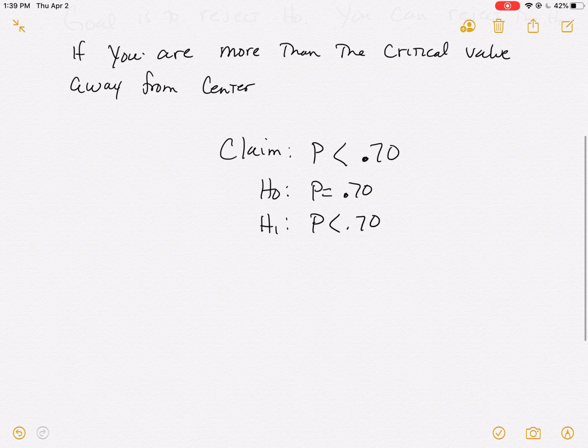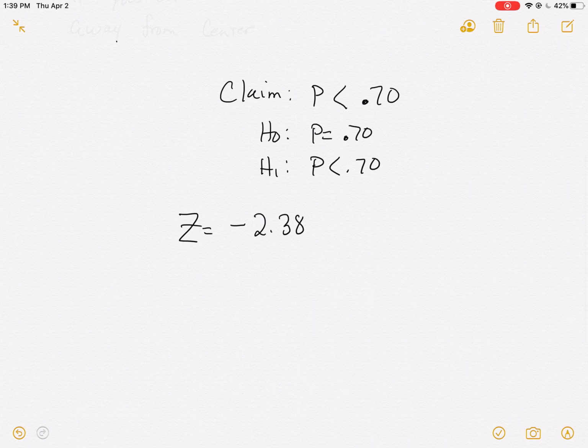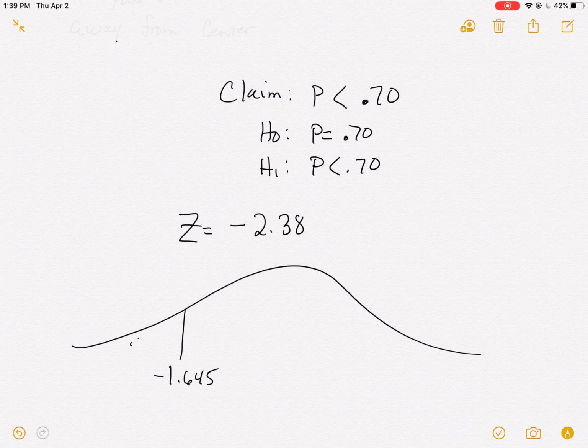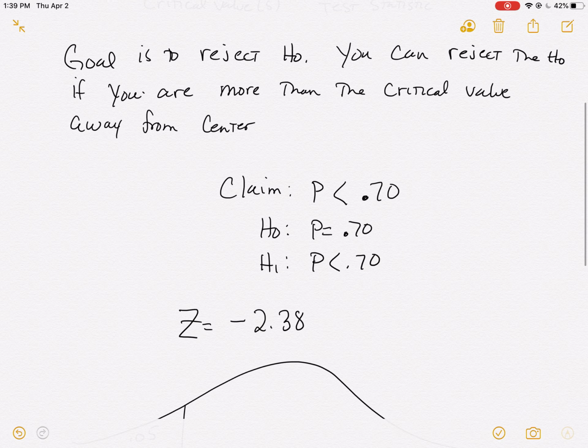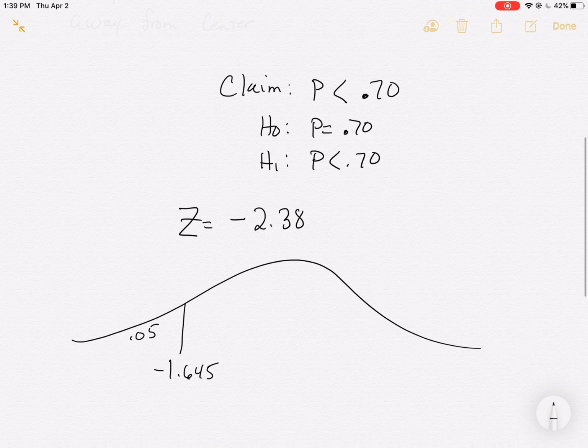So let's suppose you did the third step and the test statistic was something like negative 2.38. Let's suppose we did our critical value and the critical value was negative 1.645. What would have come out if we had a 0.05 level of significance? We would have had a critical value of 1.645 like we saw in the last video. So you are only going to reject the null hypothesis, which is our goal, if you are more than the critical value away from center.